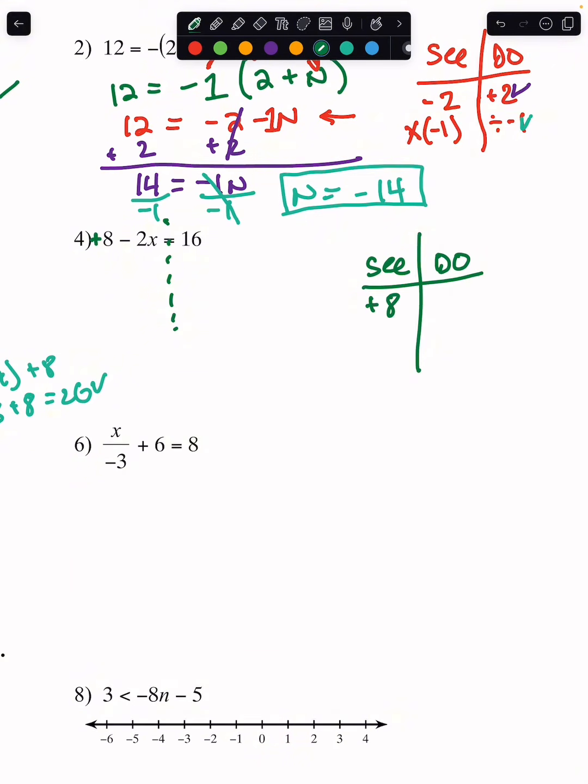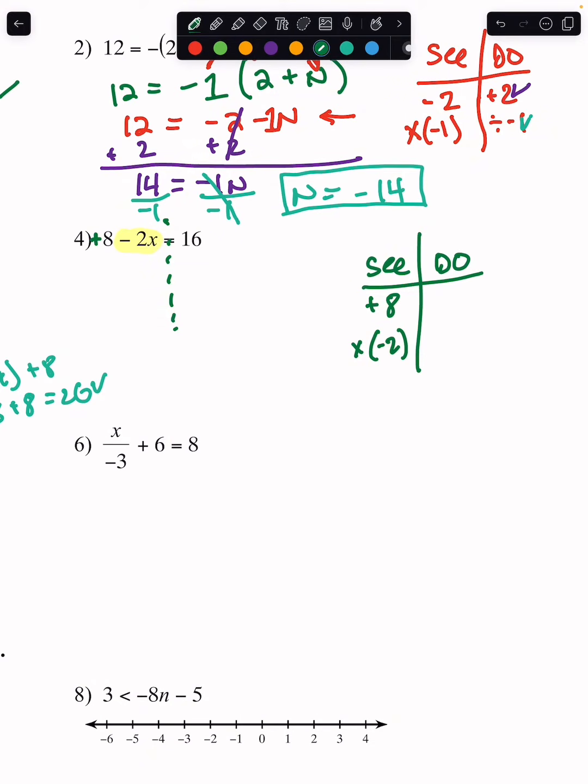And right here, I'm going to just highlight this. That means times negative 2. That's a negative 2 attached to that x. So that's a times negative 2. I'm going to show you one more thing in a second.